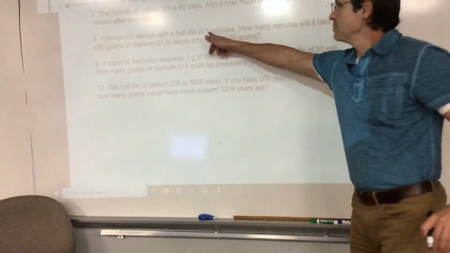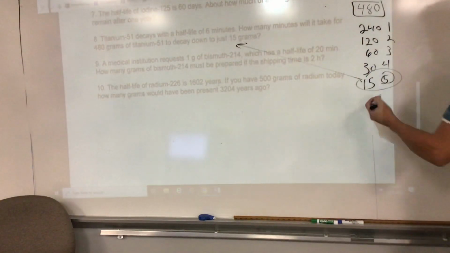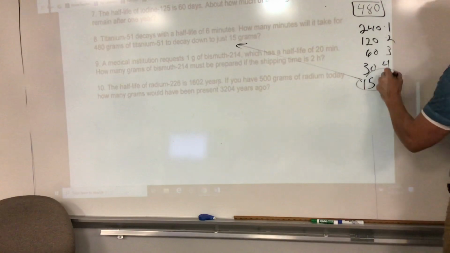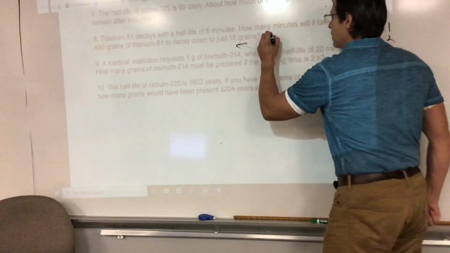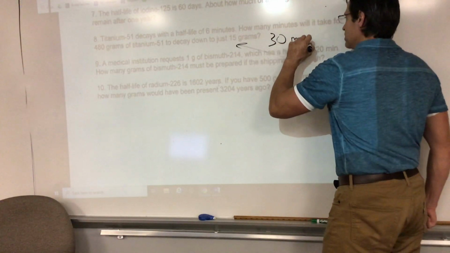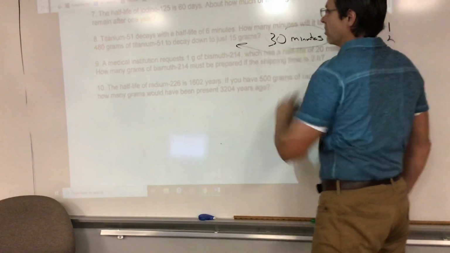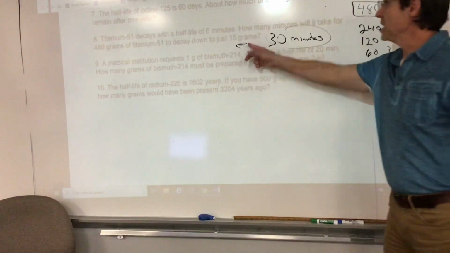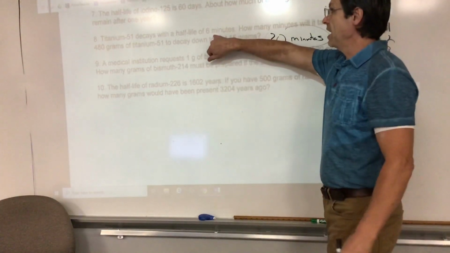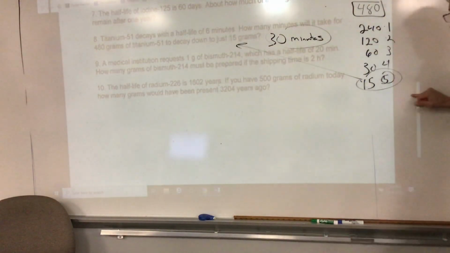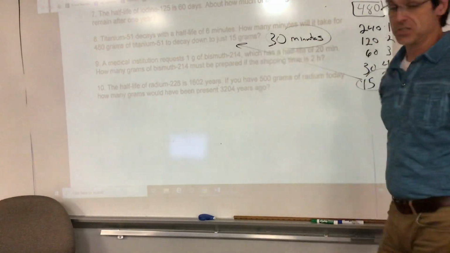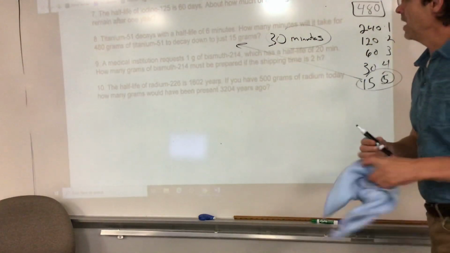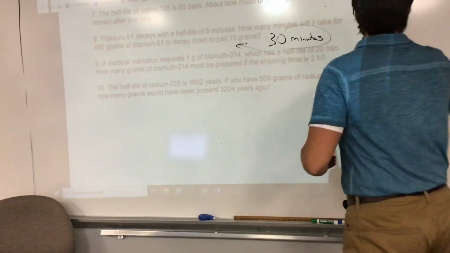So, if 6 minutes is how long each one of these took, we'll shoot. 1, 2, 3, 4, 5. 5 times 6, 30 minutes. Okay, pretty fast. So in order for this sample to go from 480 grams to 15 grams at a 6-minute half-life, it did 5 half-lives. 5 times 6 is 30 minutes. Okay? And that was number 8.